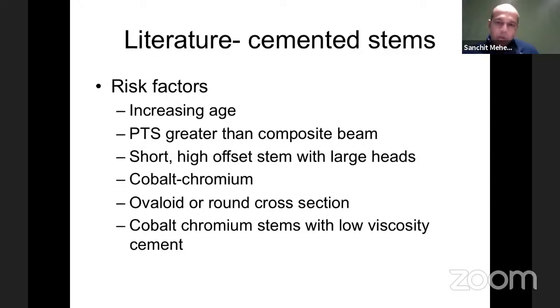All these things are important, and it dictates the choice of the primary stem that we use. Obviously, you don't need to change massive amounts, but if you're using a cobalt chromium stem, it might be that medium viscosity cement is the way to go.